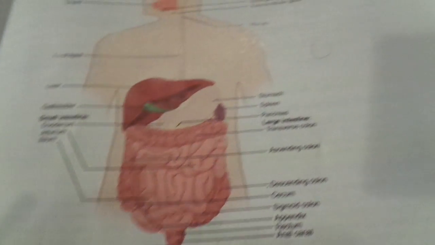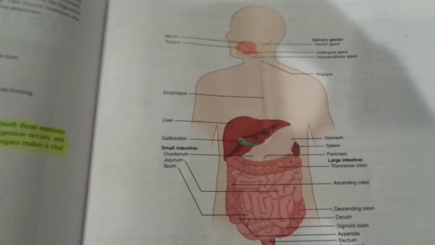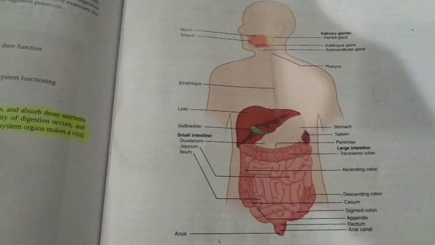So that is the process of the digestive system. It does usually take about a day or two, 24 to 48 hours, for food to be completely digested.